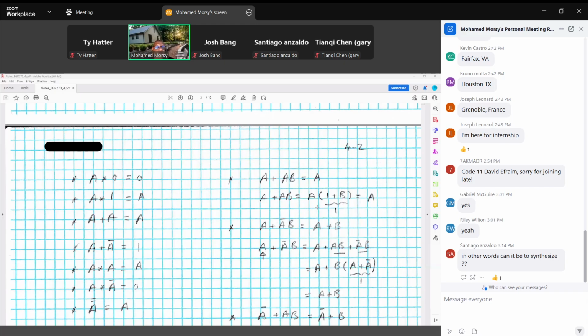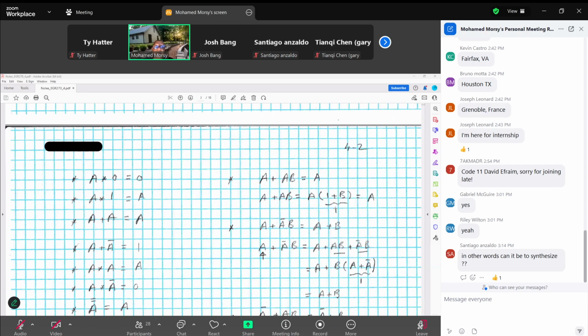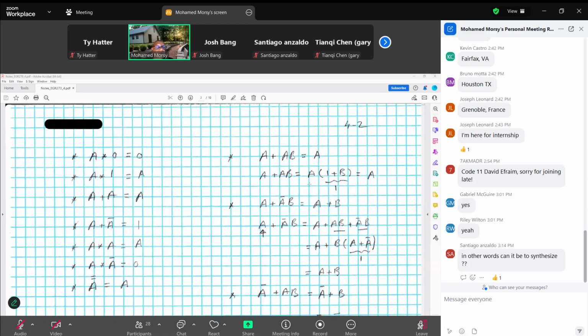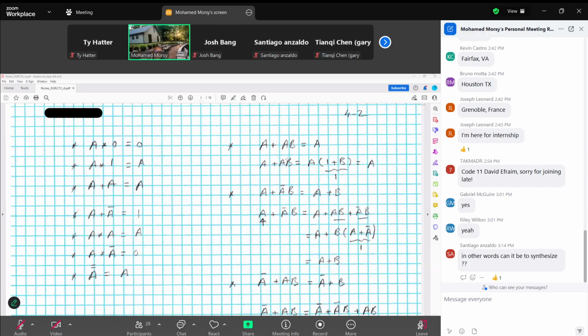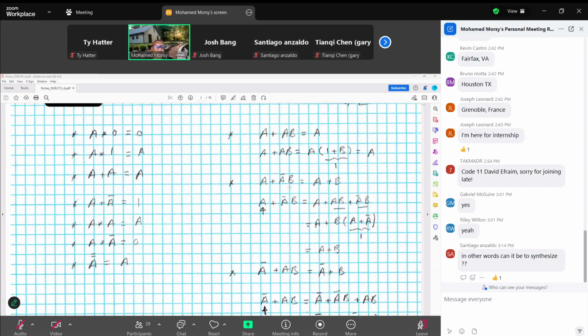So the same equation. But 1 plus B is what? 1 plus anything is 1. 1 plus any variable is 1. So A multiplied by 1 is A. So A plus AB is A. But A plus A inverted B is A plus B, as if this inverted does not exist.